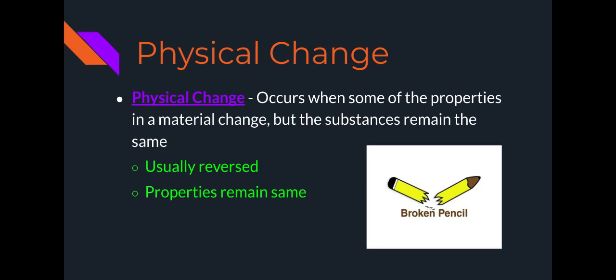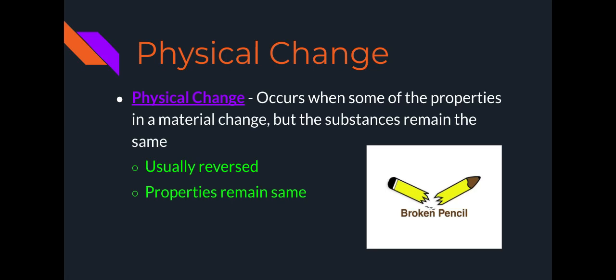Now, physical change. Physical change occurs when some of the properties in a material change, but the substance remains the same. So physical changes are usually reversible, and when you have a physical change, the substance stays the same. The example here is a broken pencil. If you break a pencil in half, you're not going to be able to put that pencil back together the same way because it is broken, but you haven't changed the physical properties of the pencil. It's still made of wood and it's still made of graphite.